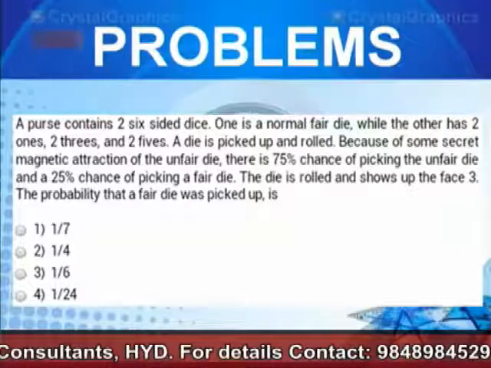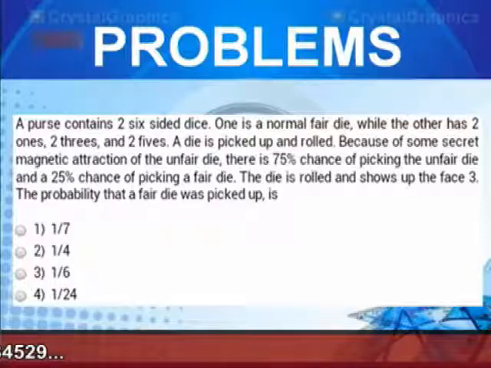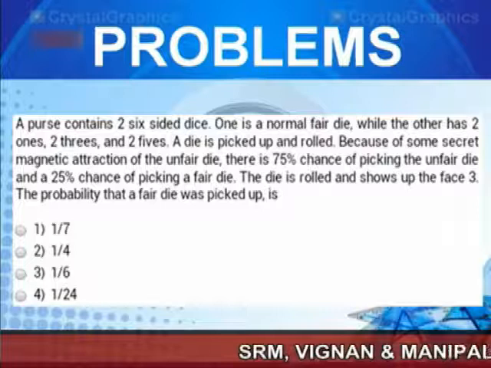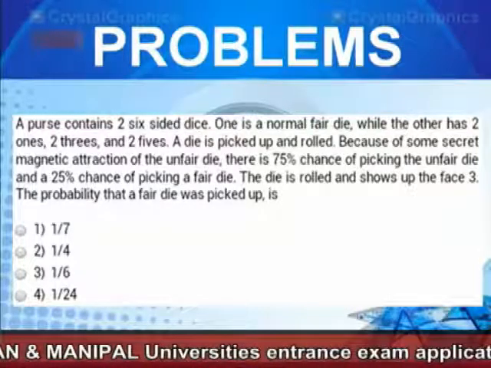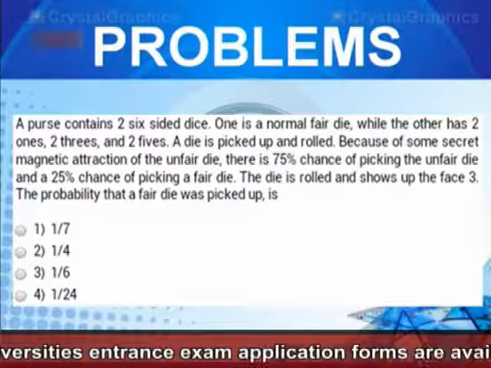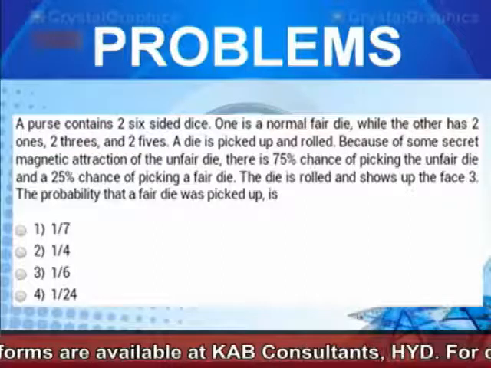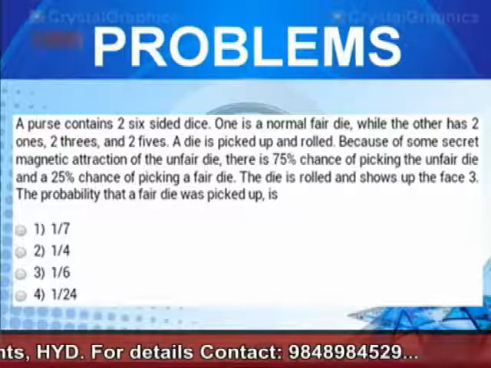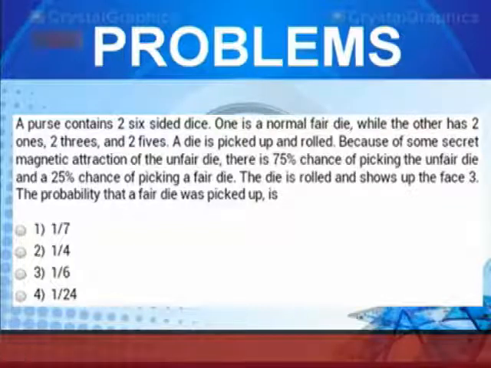A purse contains two six-sided dice. Generally the die consists of 6 faces only, and one is a normal fair die. Normal fair die means it has 6 faces, and 1, 2, 3, 4, 5, 6 are marked on it. Getting 1 or 2 or 3 or 4 or 5 or 6 are equally likely and exhaustive events. That is nothing but a fair die.